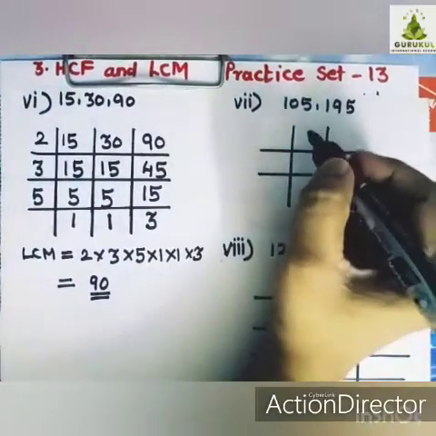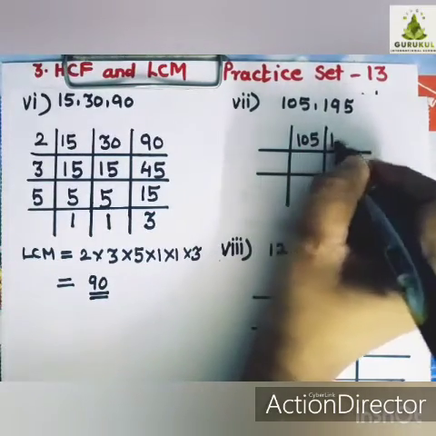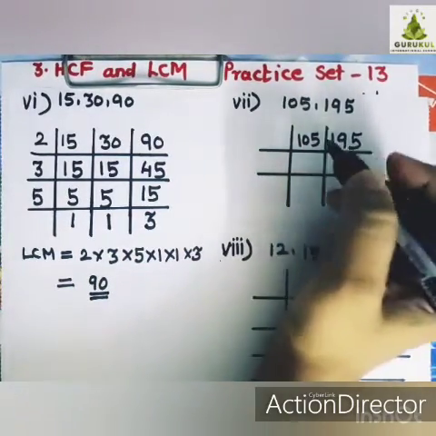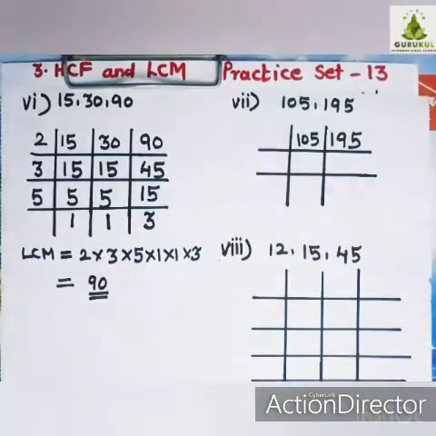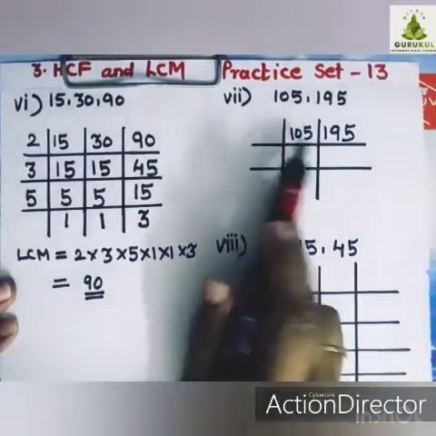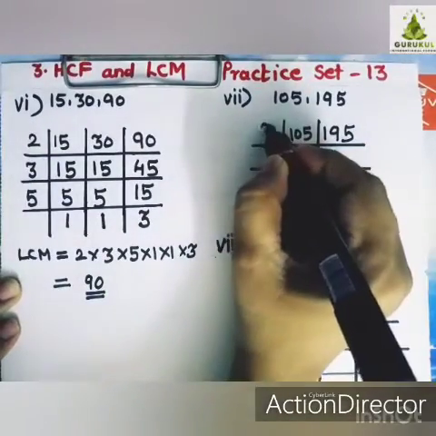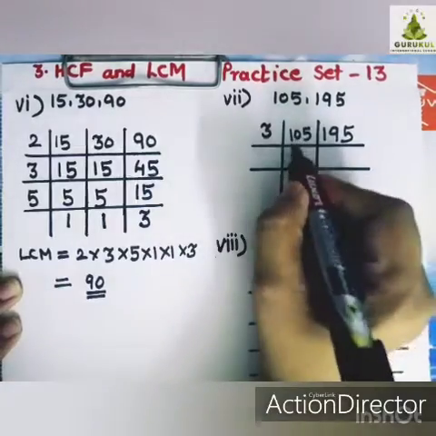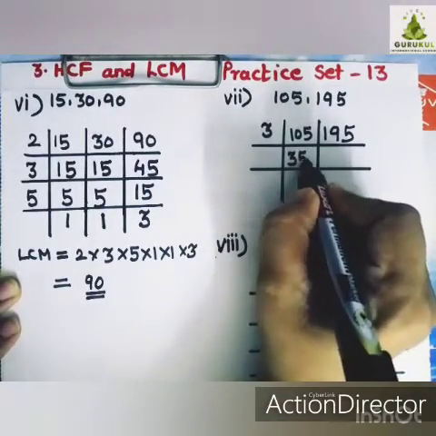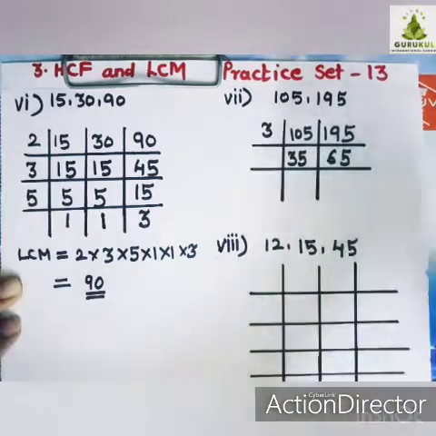Now let's start with 105 and 195. Okay, start with trial with the 2 number, but you know that both the numbers are odd numbers, so we can't use 2 over here. So we start with 3. 3 3s are 9. 3 5s are 15. 3 6s are 18. 3 5s are 15.